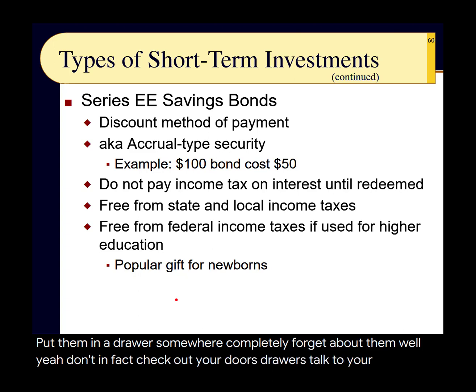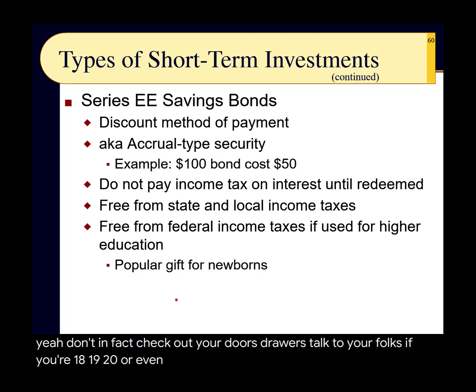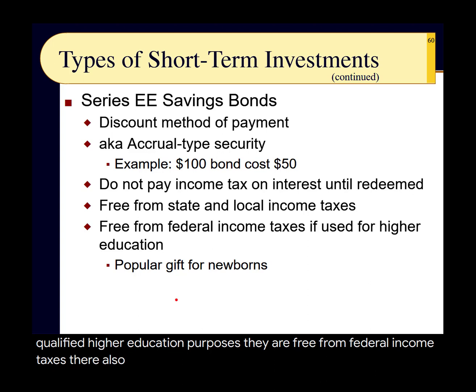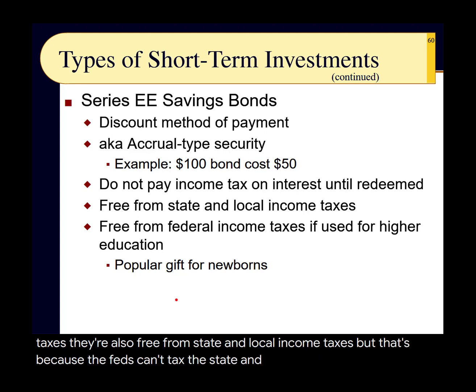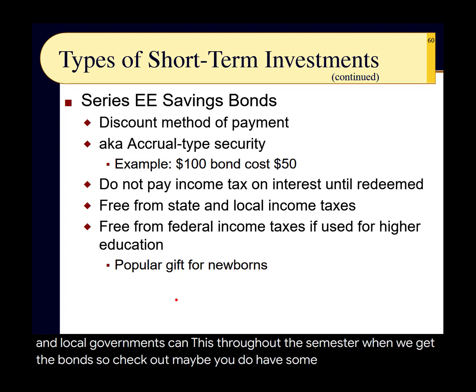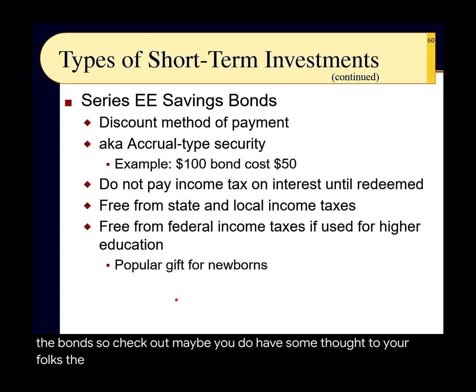Talk to your folks if you're 18, 19, 20, or even if you're older. Because if you use these for qualified higher education purposes, they are free from federal income taxes. They're also free from state and local income taxes, but that's because the feds can't tax the state and local governments, and the state and local governments can't tax the feds. We'll discuss this throughout the semester when we get to the bonds. So check out. Maybe you do have some. Talk to your folks, grandparents, whatever.